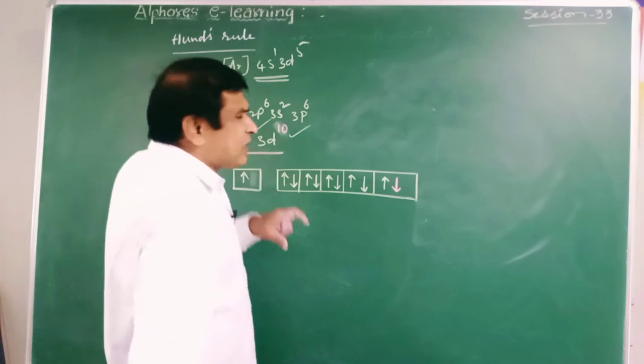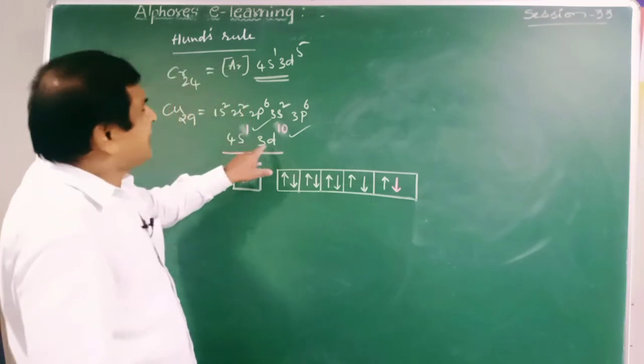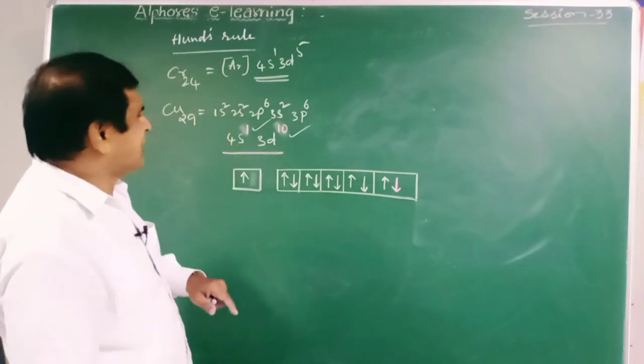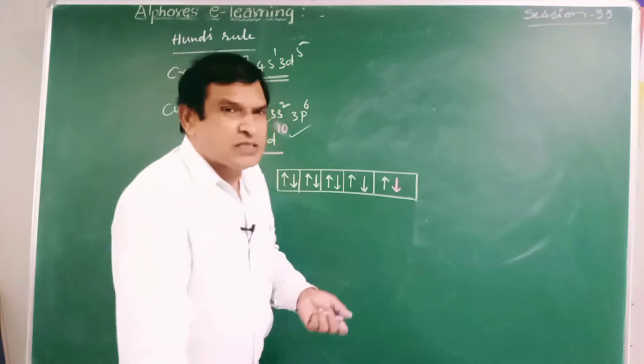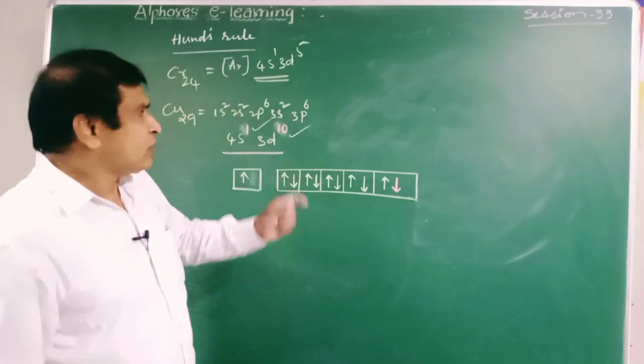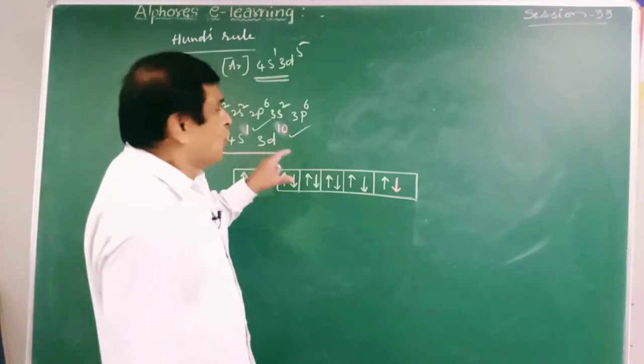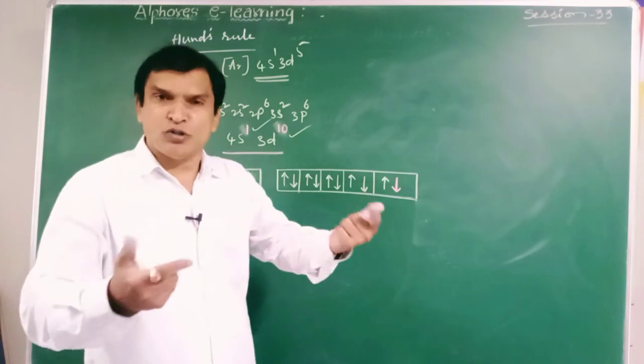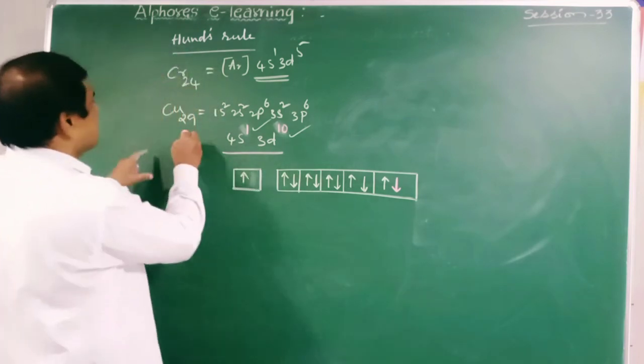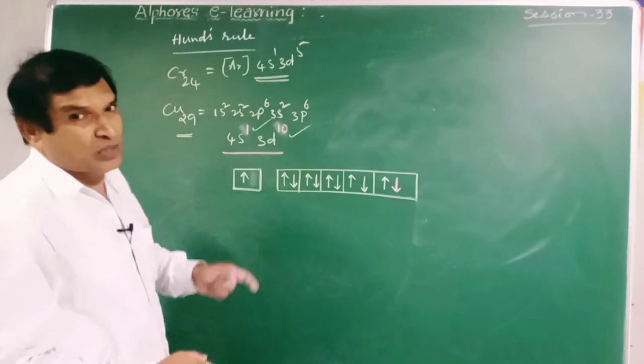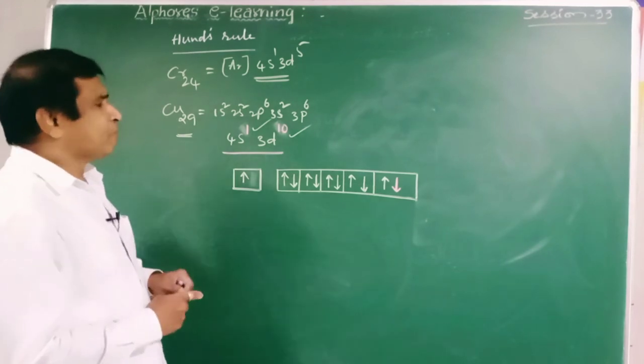Why is this configuration more stable? The d orbital is completely filled with 10 electrons. Therefore, according to the significance of Hund's rule, completely filled d orbitals are more stable. That is why copper 29 also shows an extra stable configuration. Okay, right.